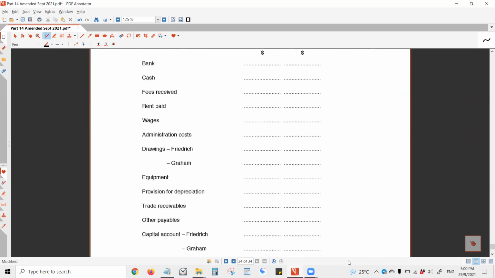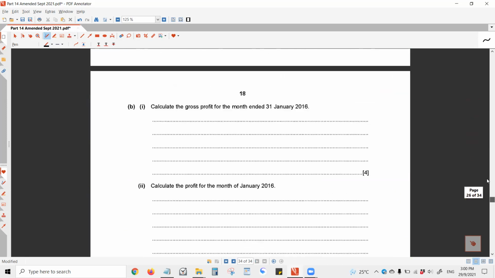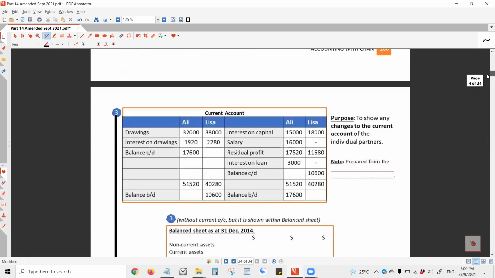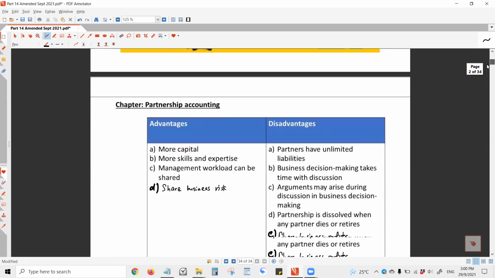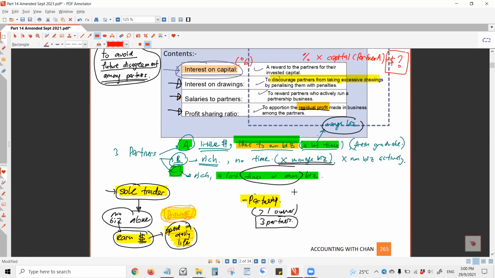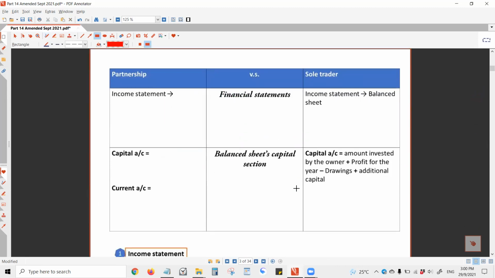Now let's get back to the notes. We look at the accounting aspect. Just now we went through the pros and cons, and then we went through the 4 main things in the partnership agreement, and you must remember the purposes of each and every one of them. Must remember this. Then we look at the accounting aspect.